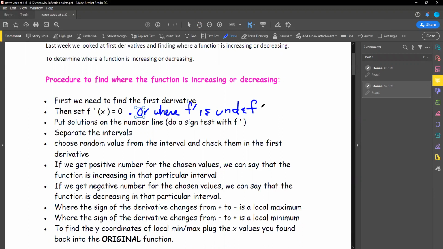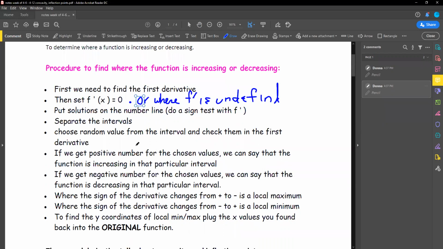All right, so otherwise we look where the first derivative is 0. Those are called critical values, or where it's undefined. That's also called a critical value. You're going to put the solutions on the number line, and you're going to do a little sign test. The way you do a sign test is you check the intervals between where you put those numbers on the number line, and you check and see them in the first derivative, see if they're positive or negative. If you get a positive number, we can say that the function's increasing in that interval. And if you get a negative number in an interval, we can say that it is decreasing.